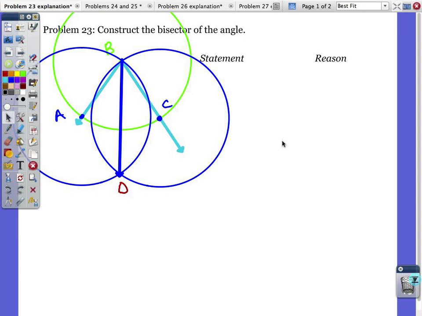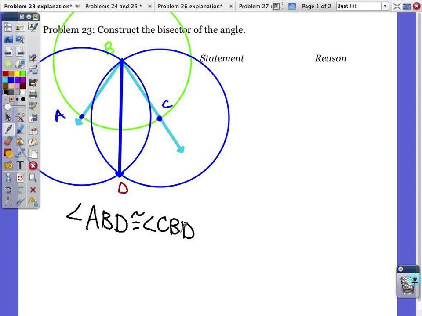So what are my two angles that I want to be congruent here? A and C. So we want to say that angle ABD is congruent to what? Angle CBD. That's our goal for this problem. Our goal is to be able to say this. And if we can say this, then we can say that ray BD bisects this angle, because that's what the definition of bisect means.